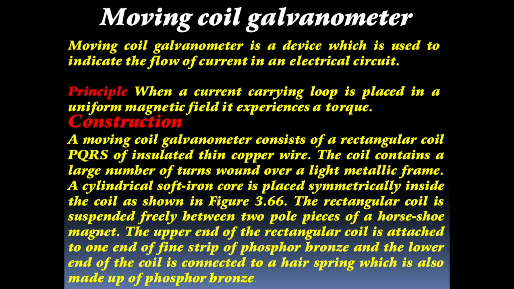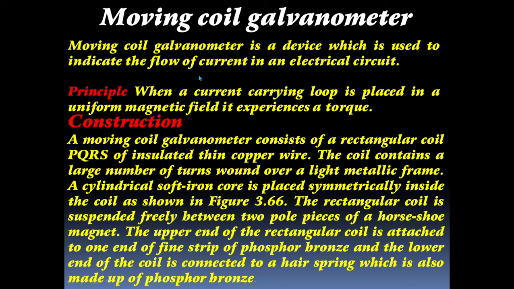The next topic is moving coil galvanometer. What is meant by galvanometer? What are the uses of a galvanometer? Galvanometer is a device which is used to indicate the flow of current in an electrical circuit. So, a moving coil galvanometer is a device which is used to indicate the flow of current in an electrical circuit.